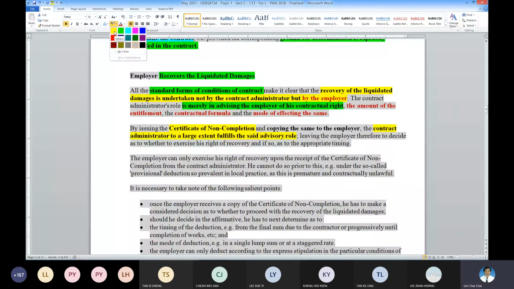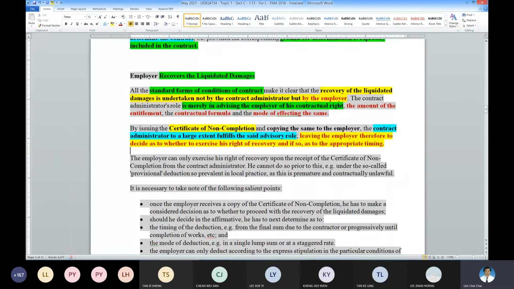Then leaving the employer to decide whether to take it out or not at the appropriate time. So this one I already mentioned to you earlier. Okay, it's only the contract administrator who will have the administrative role. Once it's done already, it is left to the employer to recover, and at what time is up to the employer.